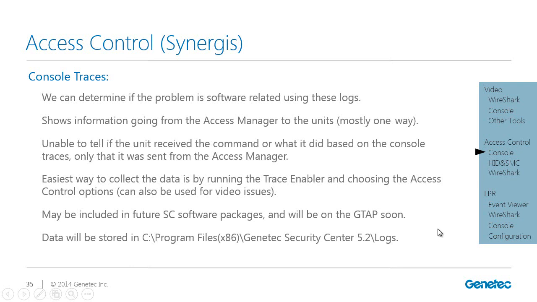Now, the console can be set up manually, but the easiest way really to get the data collection going is by running the Trace Enabler application. You can get the Trace Enabler from the support team member who's handling your case, and we'll also be including it in the GTAP utility soon. Another thing we're looking into is having this added as part of the software for future releases of Security Center.